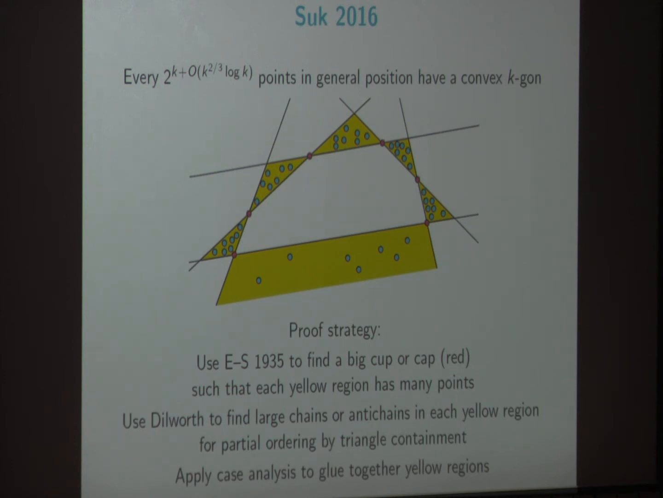So for each blue point, you make a triangle of that blue point and 2 red points. And you partially order them by inclusion of triangles. Then we could either find a large chain in that ordering, and that's a sequence of triangles that all contain each other, or a large anti-chain, a sequence of triangles all of the vertices of which are outside all the other triangles. And by gluing these chains or anti-chains together using some somewhat messy case analysis, it shows that you can find enough of them to make a nice convex polygon.